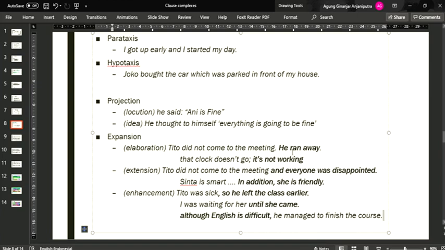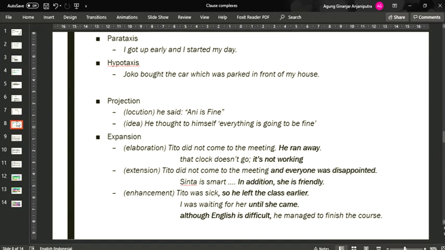So in short, elaboration is a restatement giving specific information, specifying what is stated before. Then extension is about additional information to the previous clause. And then enhancement gives circumstantial information: why, when, how, and something like that. That's about clause complexes.